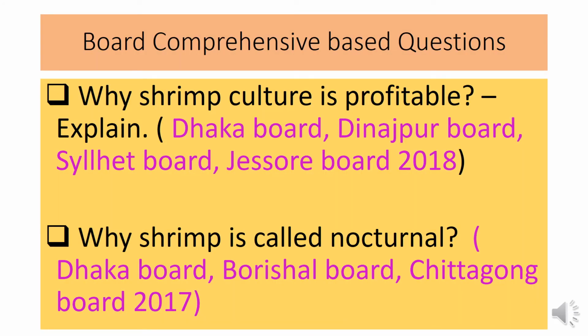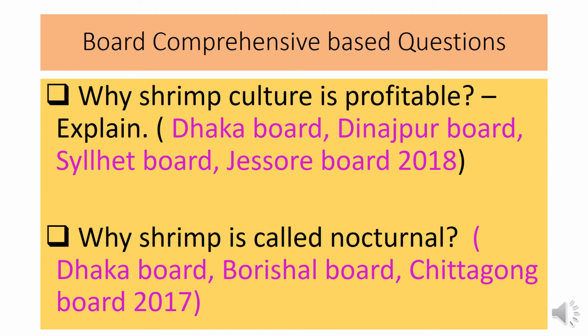Here you can see some comprehensive-based questions. These questions are board-coming questions. The first question is, why is shrimp culture profitable? Explain. This question came in Dhaka board, Dinajpur board, Sylhet board, and Jashore board in 2018.